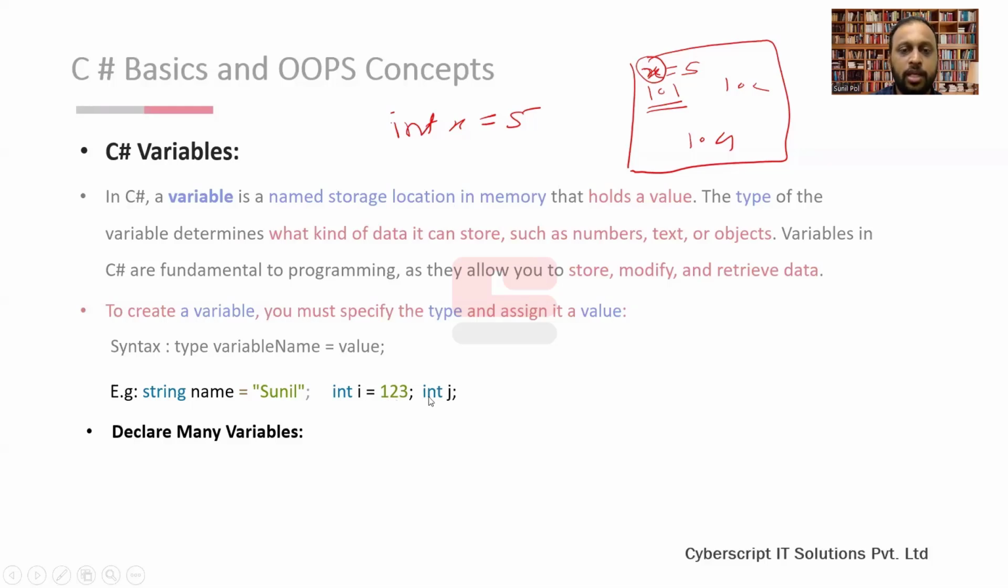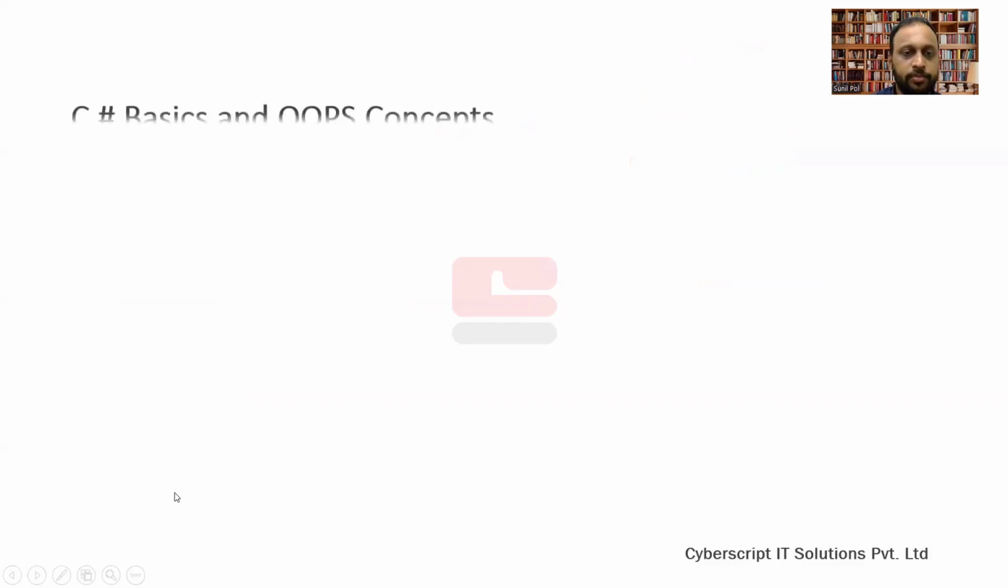We can also declare a variable without assigning any value to it like this. So int is a data type and j is a variable name. We can also declare many variables in a single line of the same data type: int x is equal to 5, y is equal to 6, and z is equal to 50. Here x, y, and z all have the same data type, which is nothing but the integer.